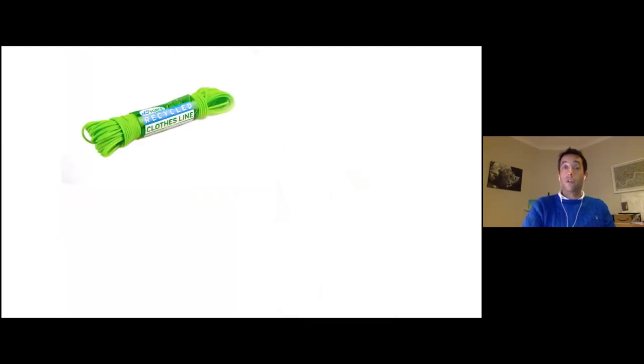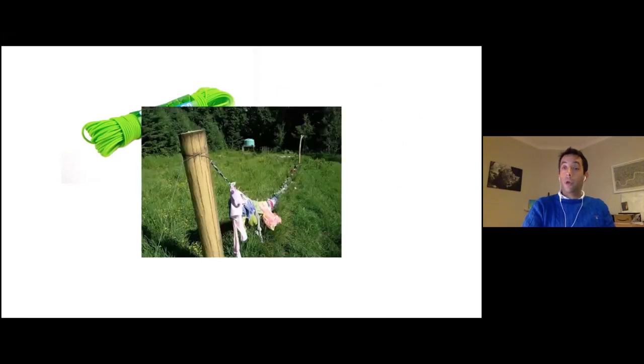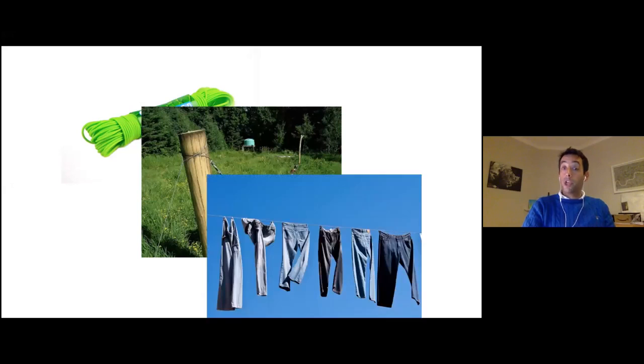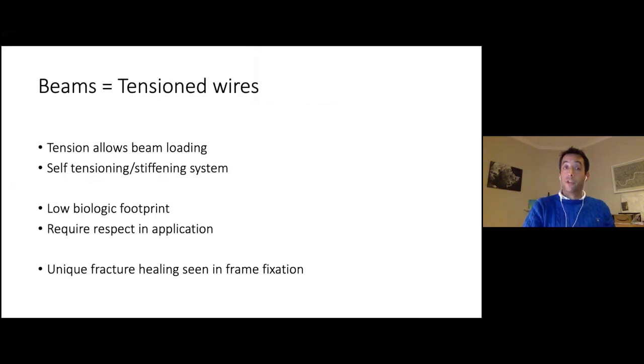Just like your clothesline. You string your clothesline loosely between two poles in the garden and your clothes will hit the floor. But you pull it tight and that same clothesline, when under tension, will support several pairs of wet jeans, much, much heavier. So an object under tension will resist load and deformation. And that is the principle of how the fine wires work. So they are very, very good in terms of supporting the limb with a very small biologic footprint.